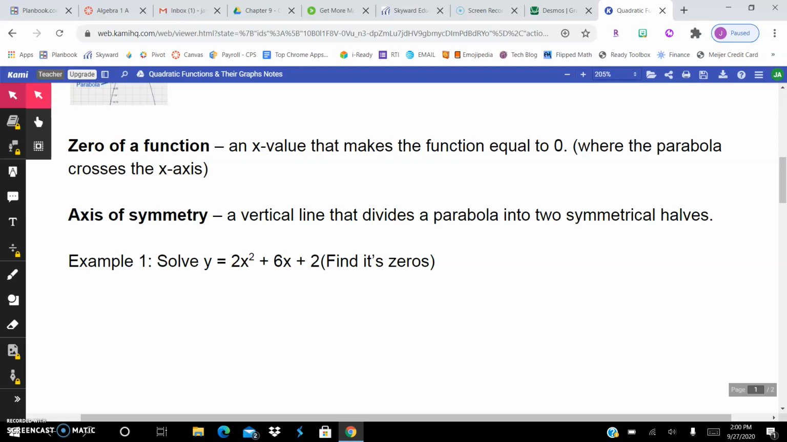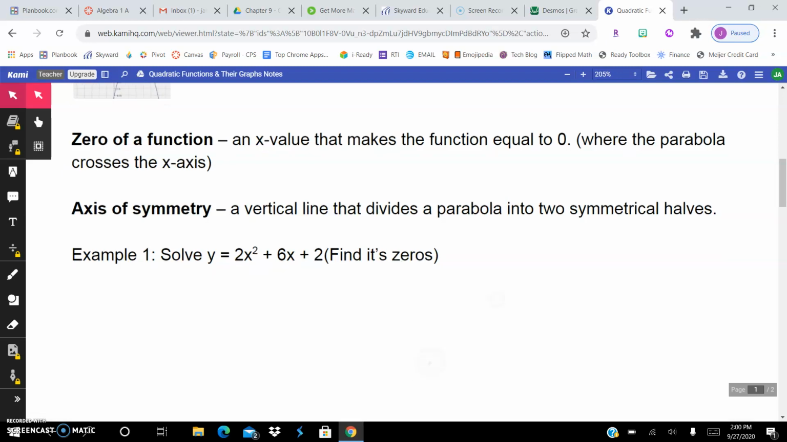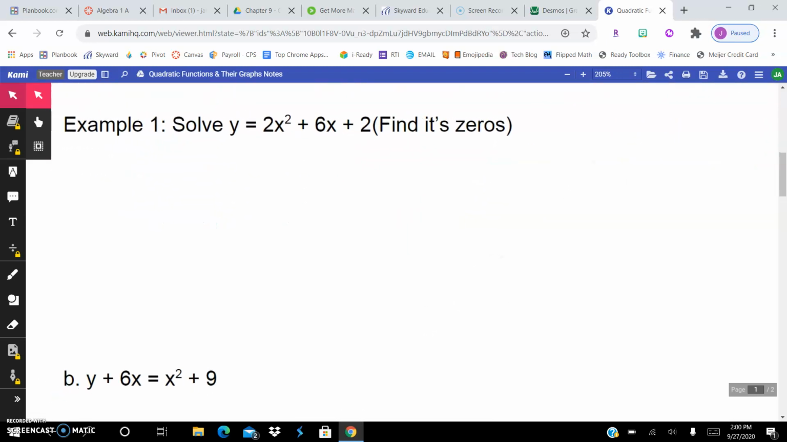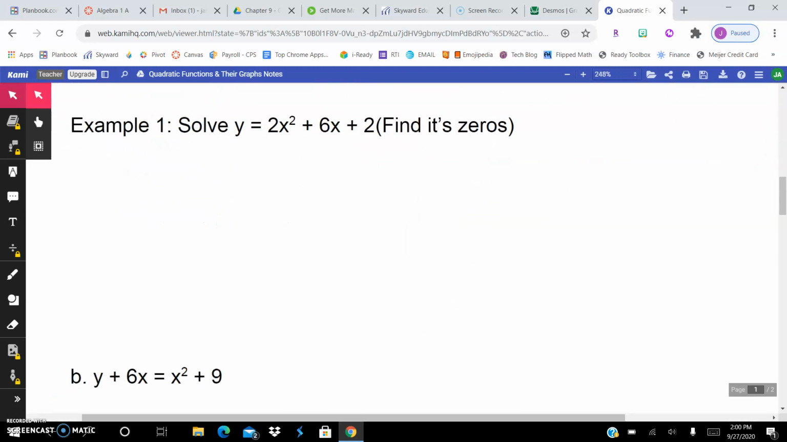And the axis of symmetry is a vertical line that divides the parabola into two symmetrical halves. So if you took the parabola and folded it in half, that line you create is going to be its axis of symmetry. Okay. So for example 1, we have solve y equals 2x squared plus 6x plus 2.